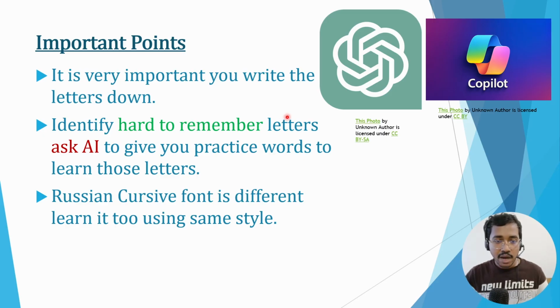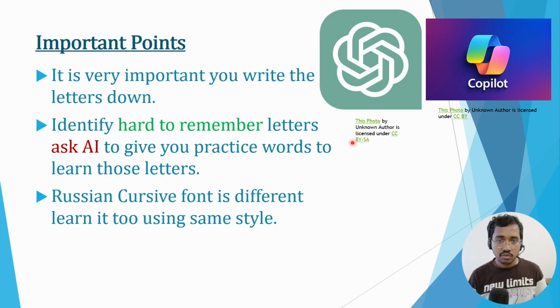So after you have identified those letters, what should you do? You should take those letters, go to AI and ask AI to give you practice words, so that you can practice writing them or practice reading them. You can ask AI to give you a minimum set. What I mean by minimum set is a limited number of words which allow you to practice all the letters. And after you have practiced writing them and learned them, you should immediately jump into reading, right?